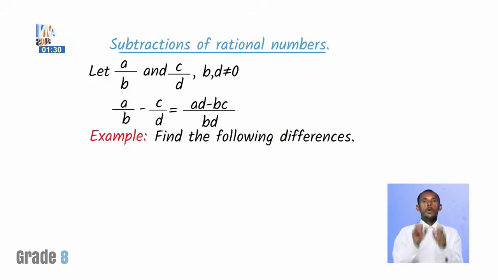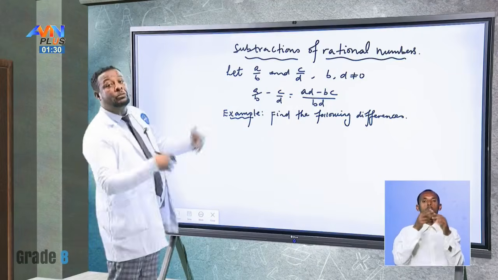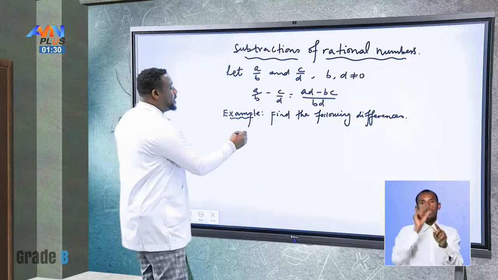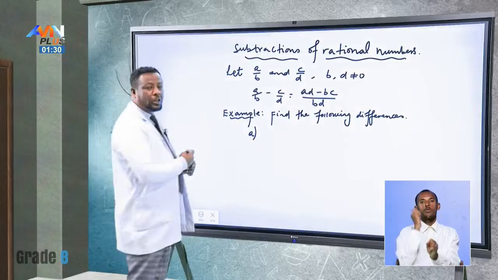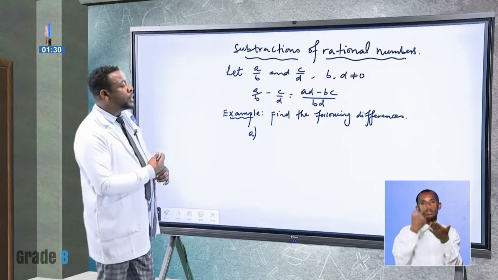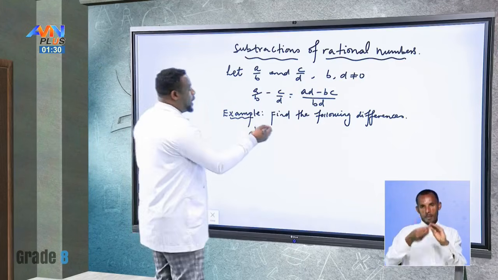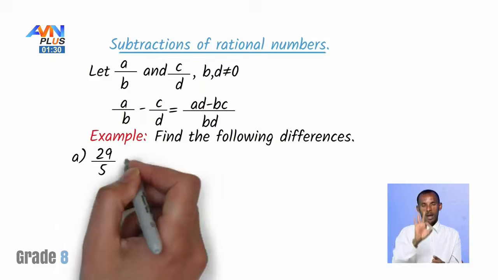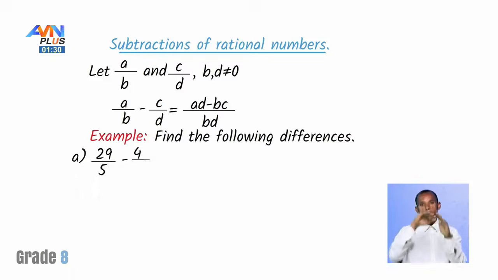Sometimes we call it difference and subtraction. We use these words interchangeably. So let's see how to find the difference between the following rational numbers. The first one is 29 over 5 minus 4 over 5.